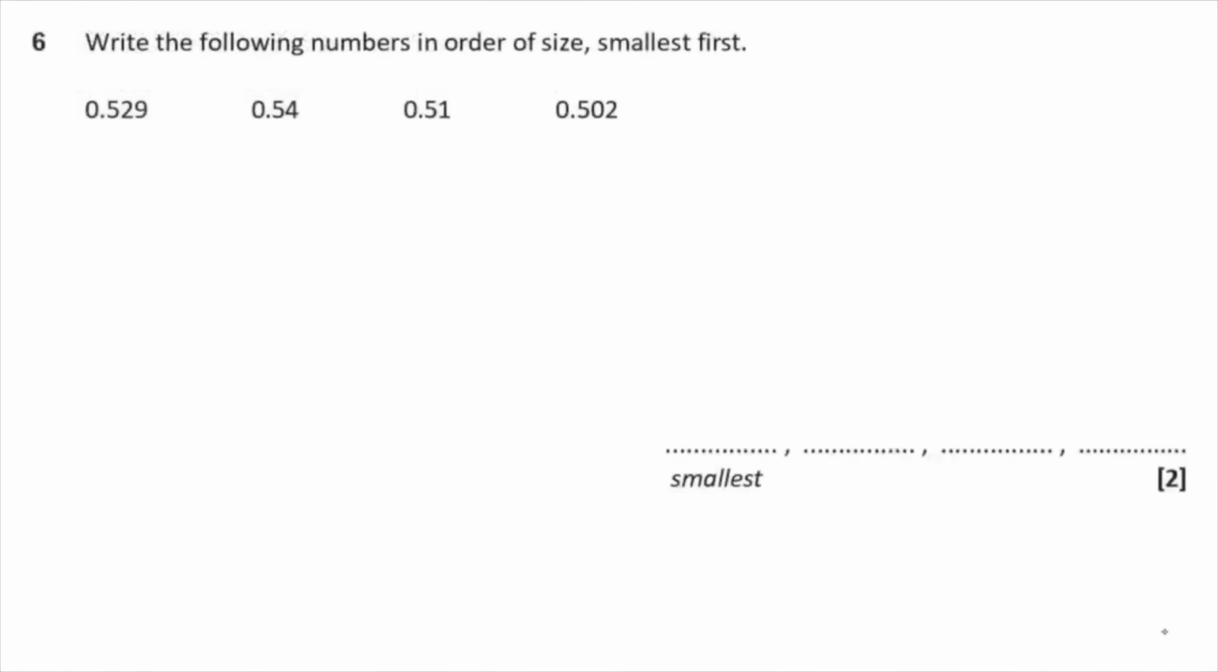Let's write the following numbers in order of size, smallest first. Okay, so I like to try and compare these digit by digit, moving from left to right. So now they all start with a 0. That's the same for all of them, isn't it? And actually, the next digit along is the same for all of them as well. Okay, they all got a 5 there. Then things get different on the next digit, don't they? So on the next digit along, we've got a 2, a 4, a 1, and a 0. And that's what I'm going to rank them on then. I'm going to rank them on that digit.